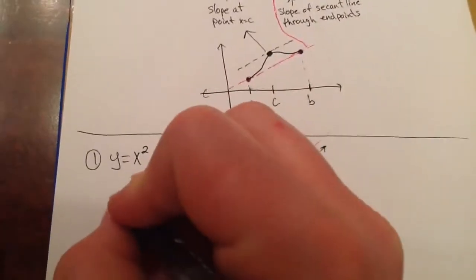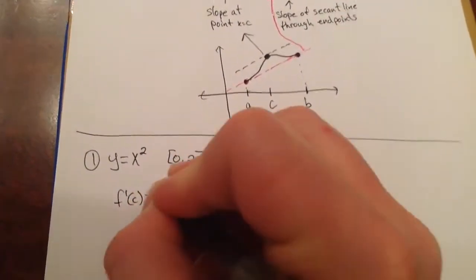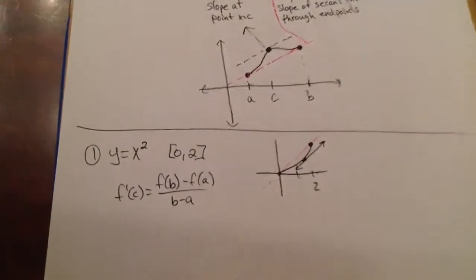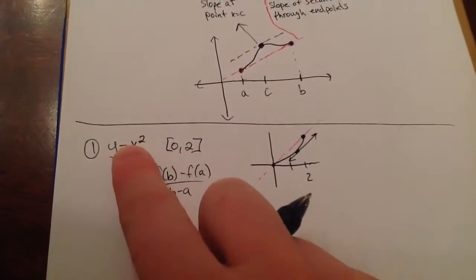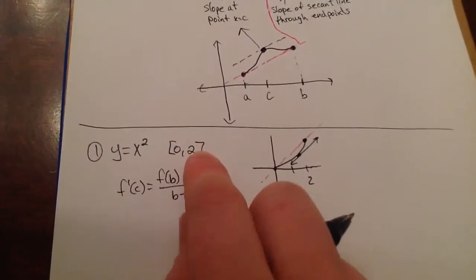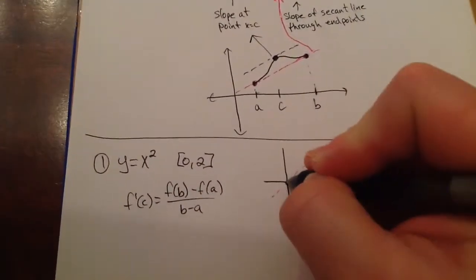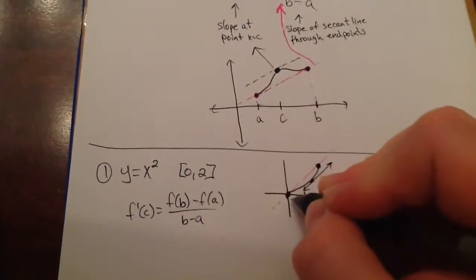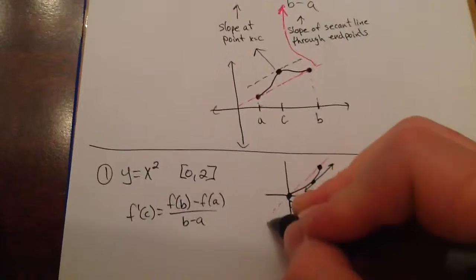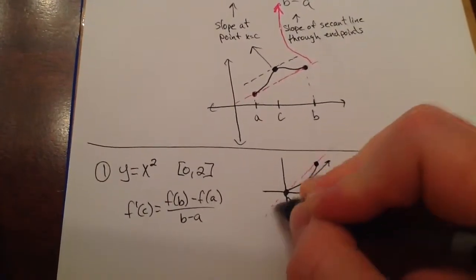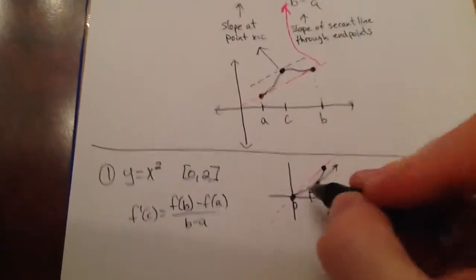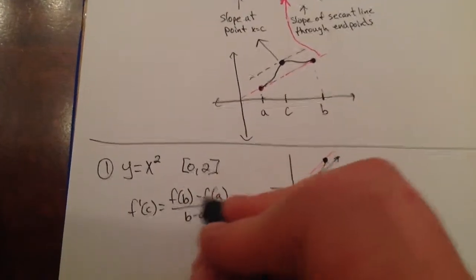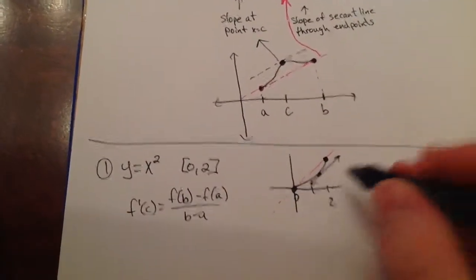We use that whole f prime of c, because if we know the function and we know the endpoints, we know these 2 points right here. We know the coordinates of those. And if we know the coordinates of 2 points, it's pretty easy to find the slope of a line through those 2 points. Right? The slope of the line through the 2 points is rise over run, y minus y over x minus x. That's all this is saying. Y minus y over x minus x.